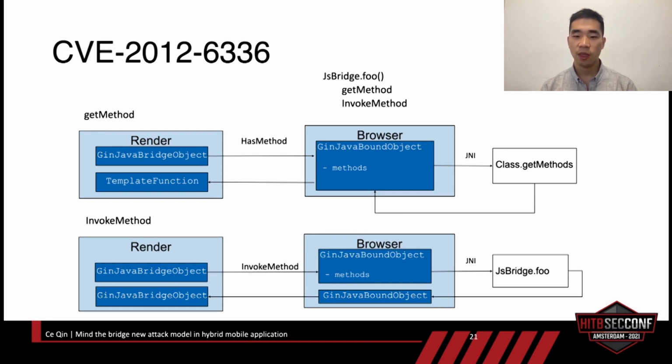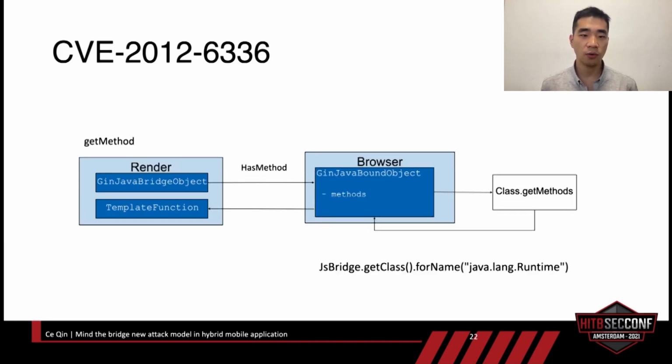Like you think, the return value is also a template, just used to tell the JavaScript code, yes, there is a function. Second, invoke method. It works like getMethod. It uses reflection to invoke the target method and reflect the return value.